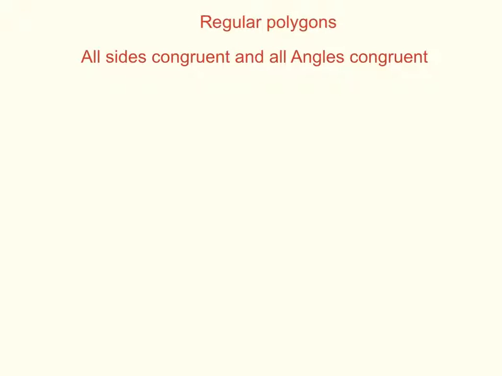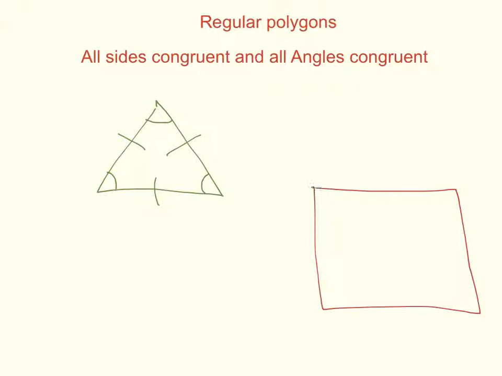Regular polygons are the ones where all the sides are congruent and all the angles are congruent. An equilateral triangle would be an example of a regular polygon because all of its sides are congruent. That's why it's called equal. And all of the angles are congruent. Another example would be a square, because the sides of a square are all equal and the interior angles are all equal to 90 degrees.